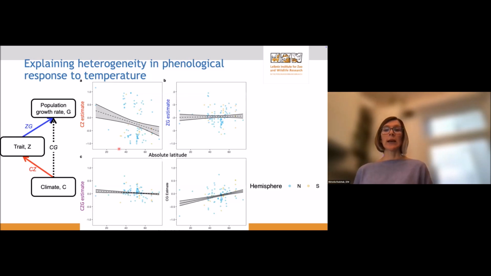We also attempted to explain the high heterogeneity in the effects of temperature on phenology with such species characteristics like diet, generation time, and latitude. Unfortunately, none of the species characteristics were able to explain this high heterogeneity. However, we found a negative effect of latitude on the association between phenology and temperature, such that the especially sensitive populations to temperature were found at higher latitudes. Yet the variation in our studies could not be explained by either ZG or CZG.